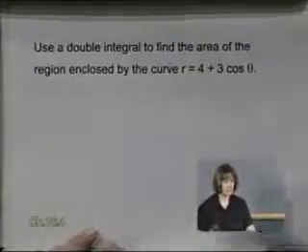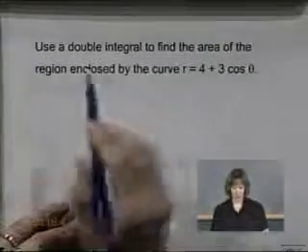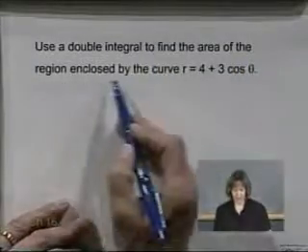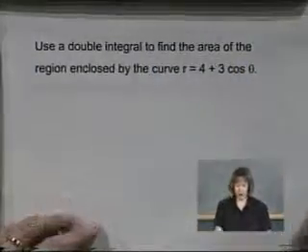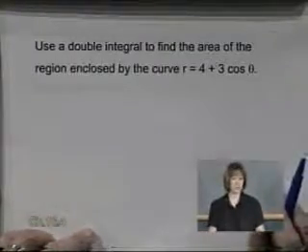Or at least just set them up. We're going to set them up from now on and not do them. Use a double integral to find the area of the region enclosed by the curve r equals 4 plus 3 cosine theta.